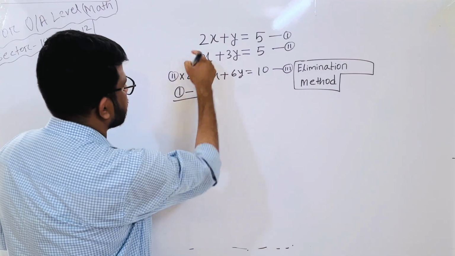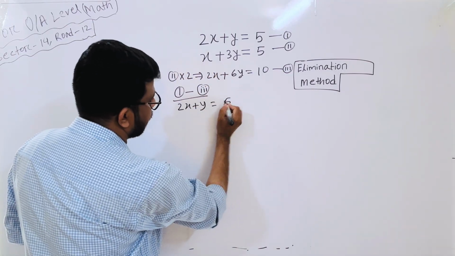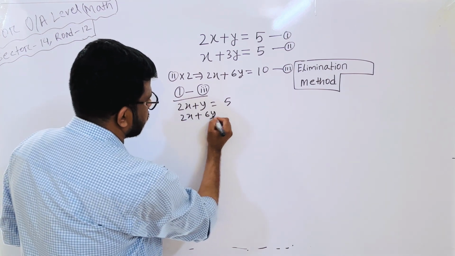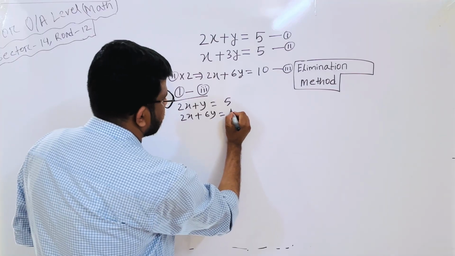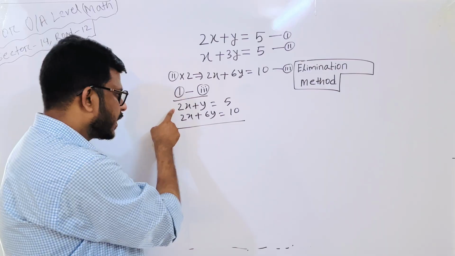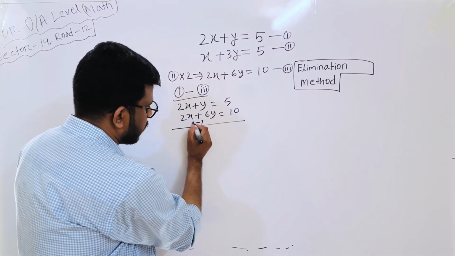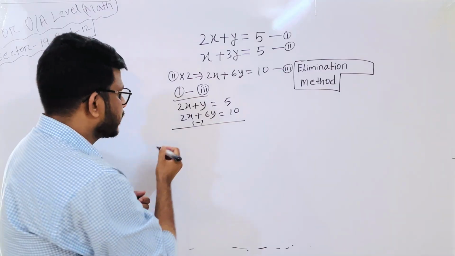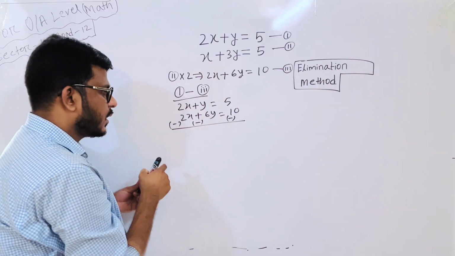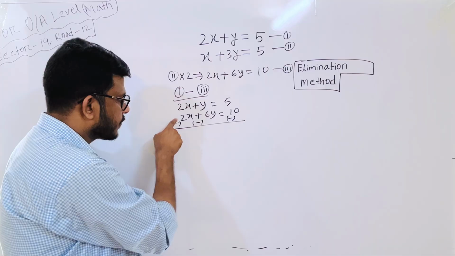Equation 1 is this: 2x plus y equals 5, and equation 3 is this: 2x plus 6y equals 10. We are going to eliminate the x term, so that is why we have to subtract. For this reason we have to change the signs. So when I have changed this sign, the sign for 2x is minus, right?